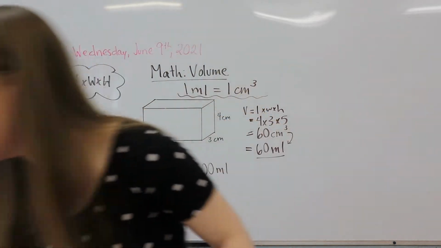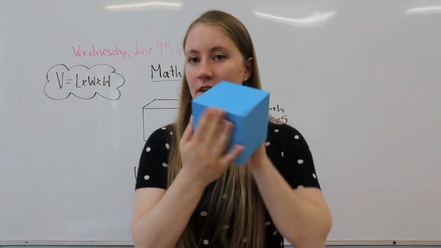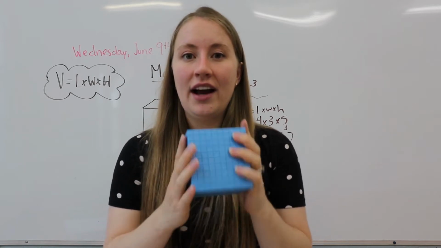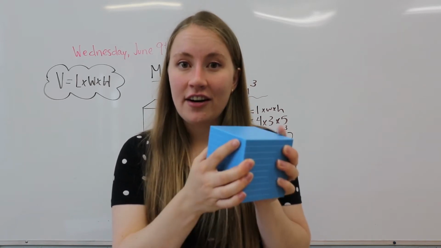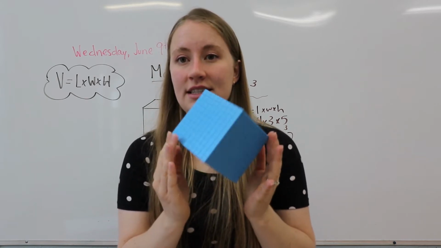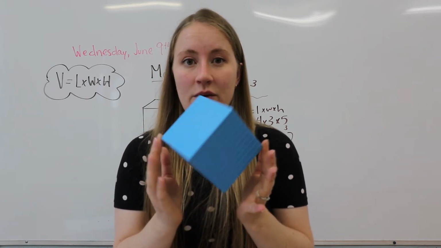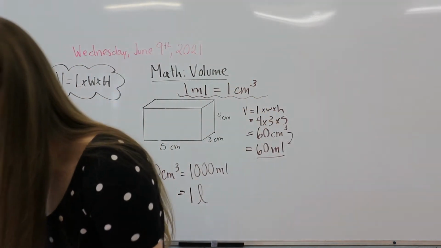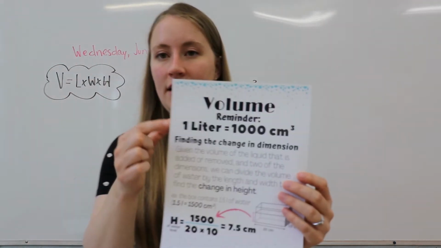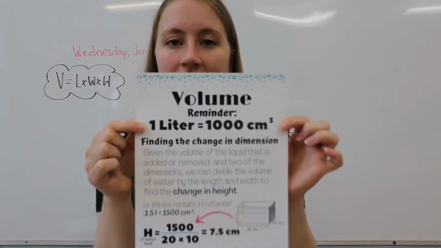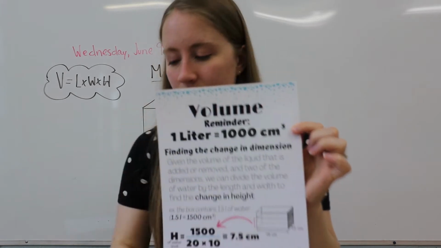So if this was made of water, if it was a watertight water container, it would have 1 liter of water in it, okay? So our 1,000 centimeters cubed equals 1 liter, okay? And you have that here on your anchor chart, okay? 1 liter is 1,000 centimeters cubed, okay?